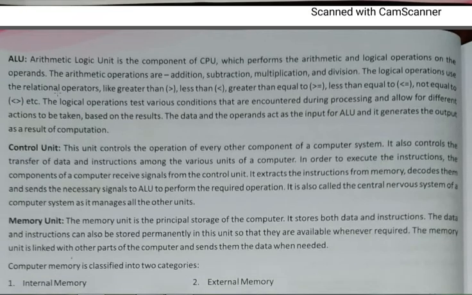ALU is basically an arithmetic or logical unit. It has operators like addition, subtraction and multiplication. The data and the operands act as the input for the ALU. What data we give and the operands it has, they both mix together and work as input for our ALU, which generates the output as a result.